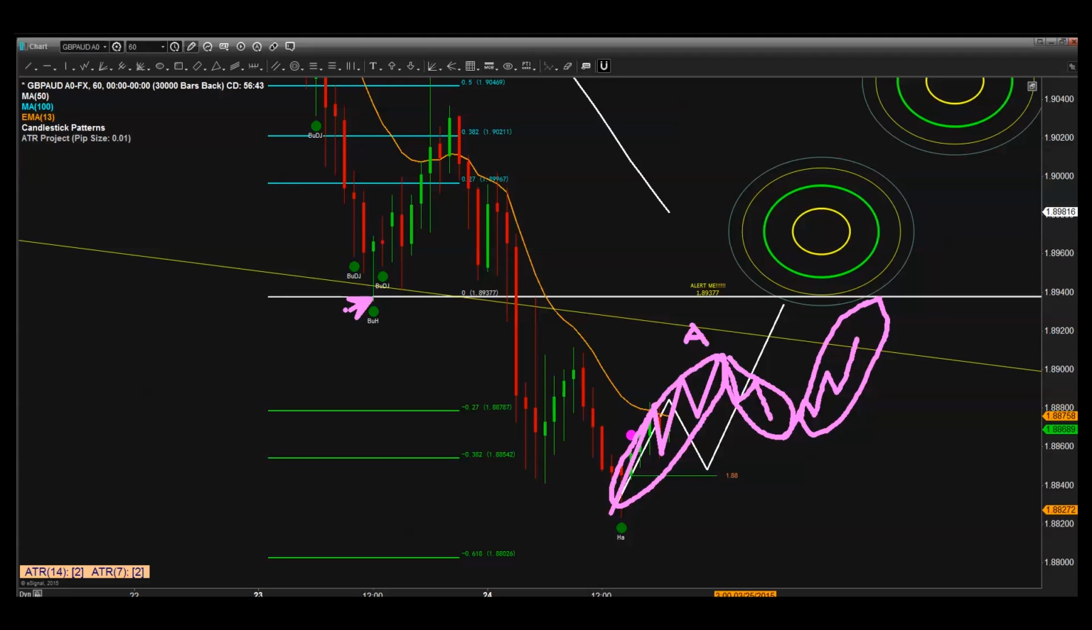Now, here we have support. Here we used to have support. That will become resistance here. And that will be the square up.